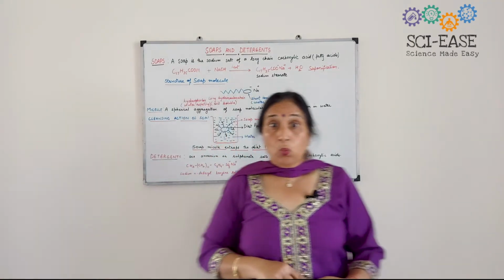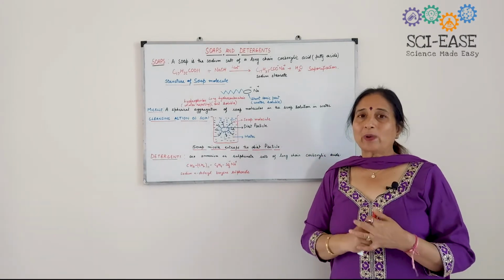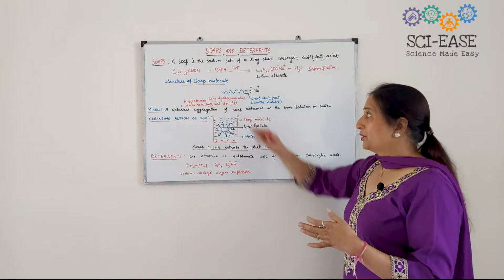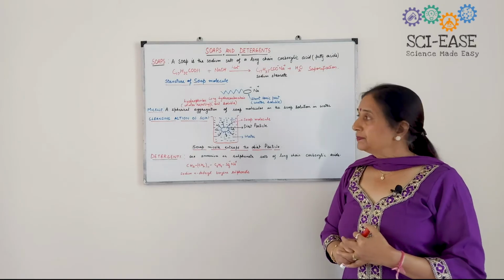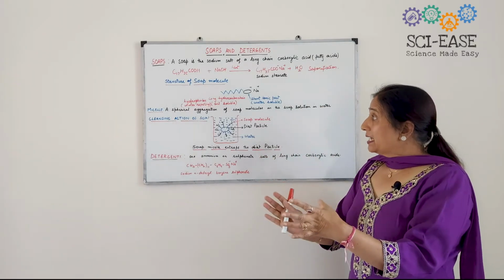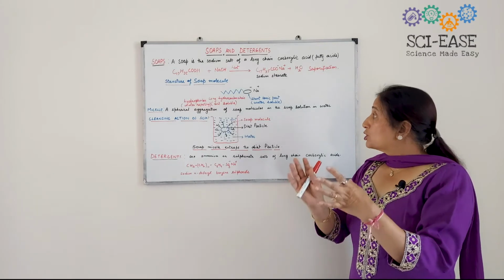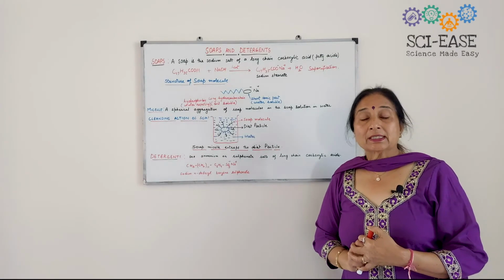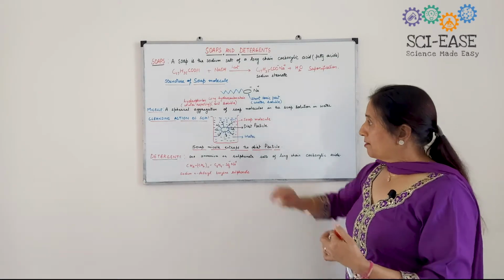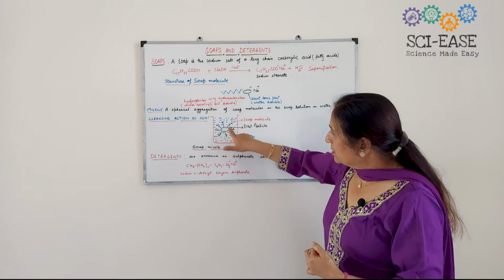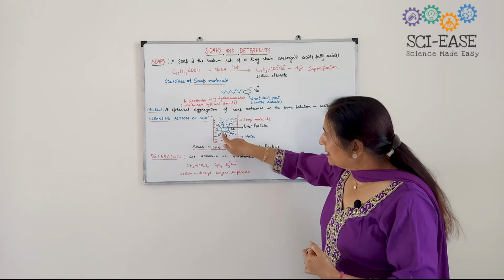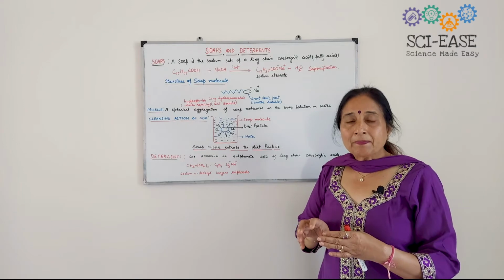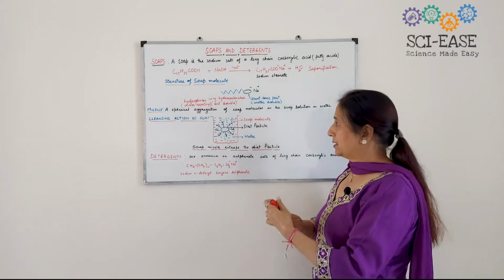Now, one term I'm going to explain here is micelle formation. You know the structure of this soap now. A spherical aggregation of soap molecules in the soap solution in water is known as a micelle. The center part is the dirt, and around it is the micelle formation. Where will the micelle be formed? That is around the dirt particle.